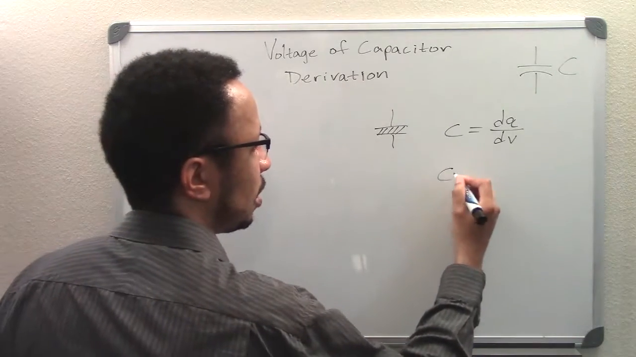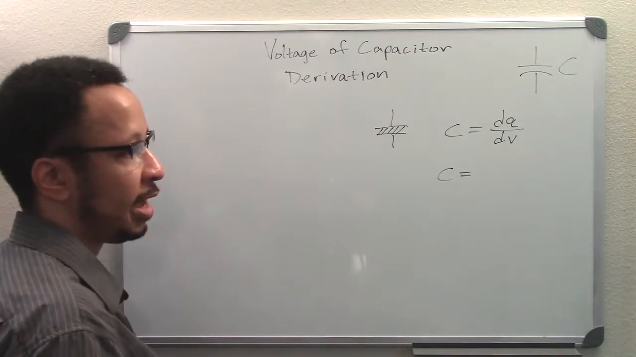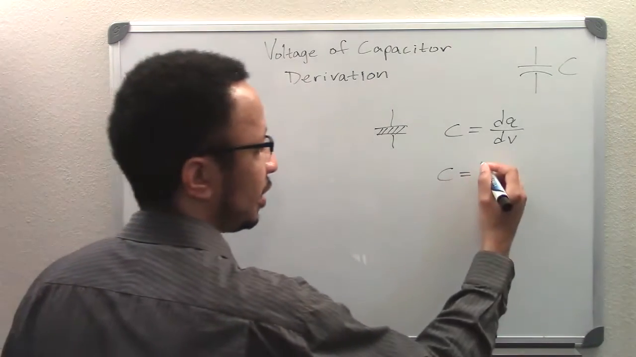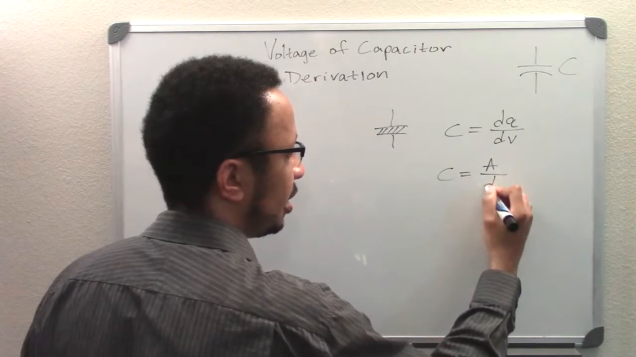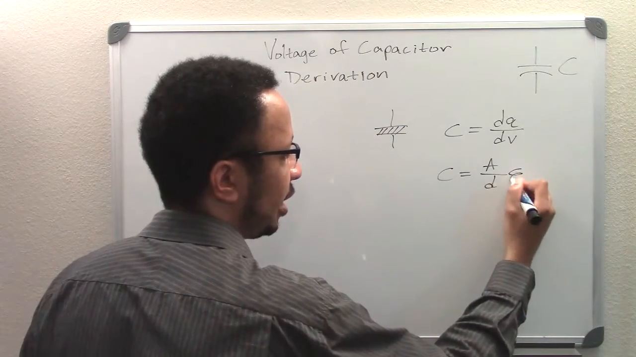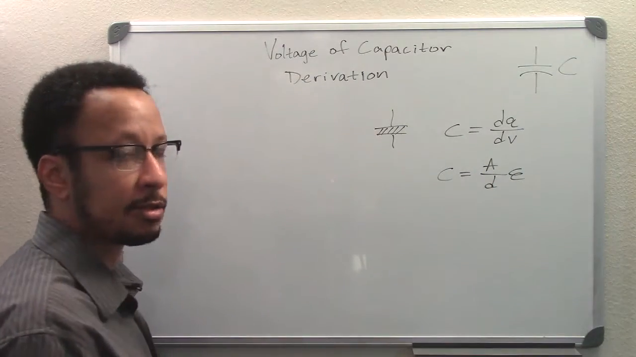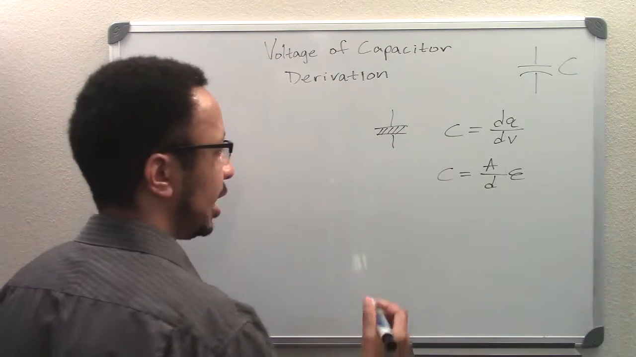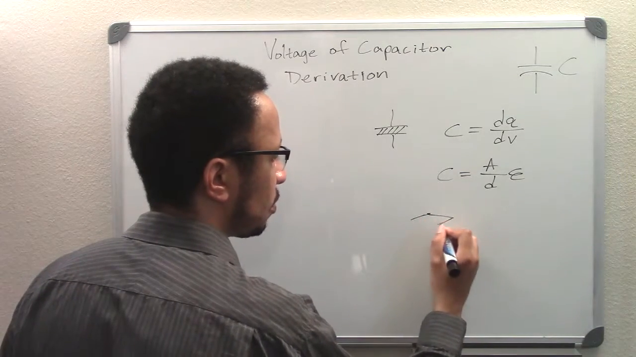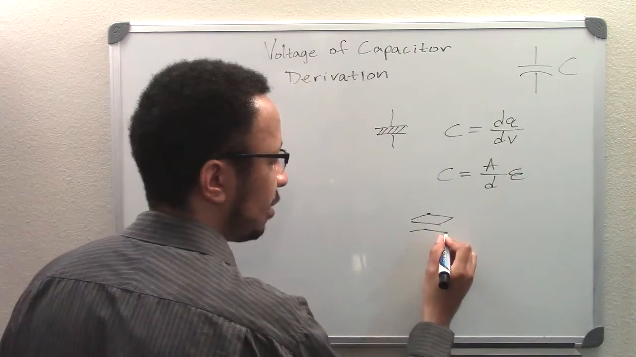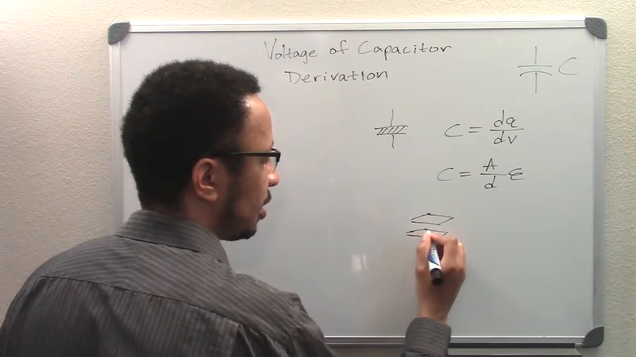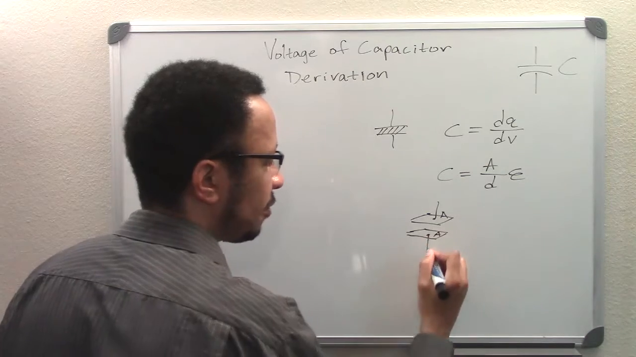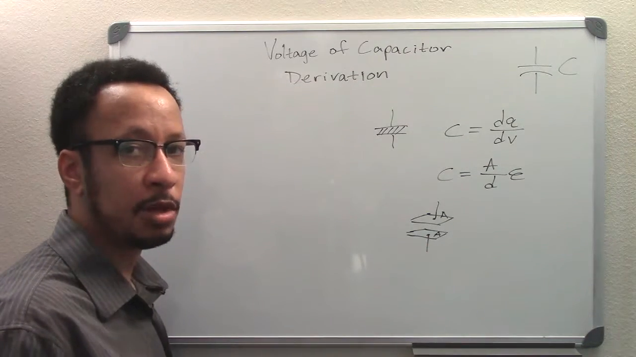So the geometric factors, the material factors of a capacitor is that the area A divided by the distance D times epsilon will give you the capacitance. So these are physical factors that determine the capacitance. And what is area? Well, area is in reference to the plate area, but more specifically, it's in reference to the area of overlap between those plates.